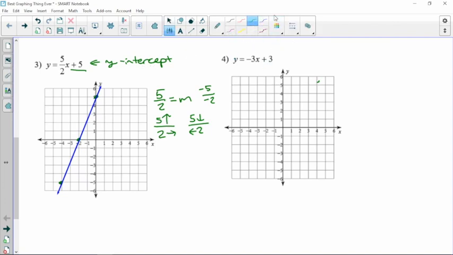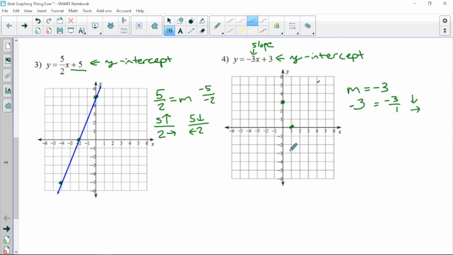Looking at this next equation, which part is the slope? Slope in this is -3. The coefficient of x is the slope. That makes this the y-intercept. So always start with the y-intercept. It says +3, so on the y-axis, I'm putting a point at 3. Then my slope is -3. -3 is the same thing as -3 over 1. So it's down 3, to the right 1.